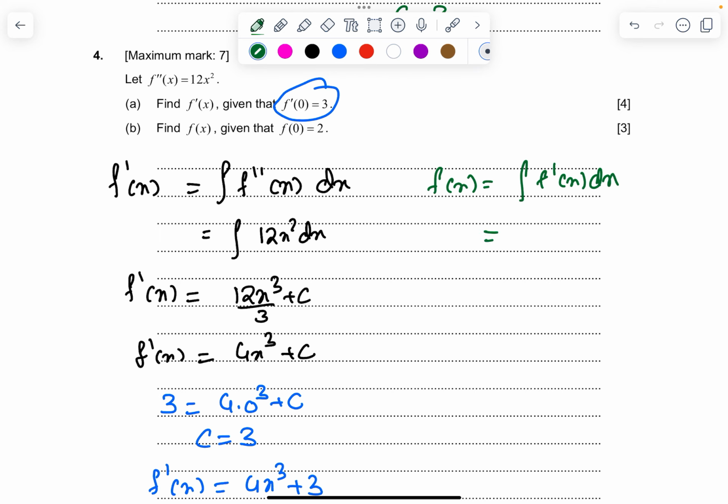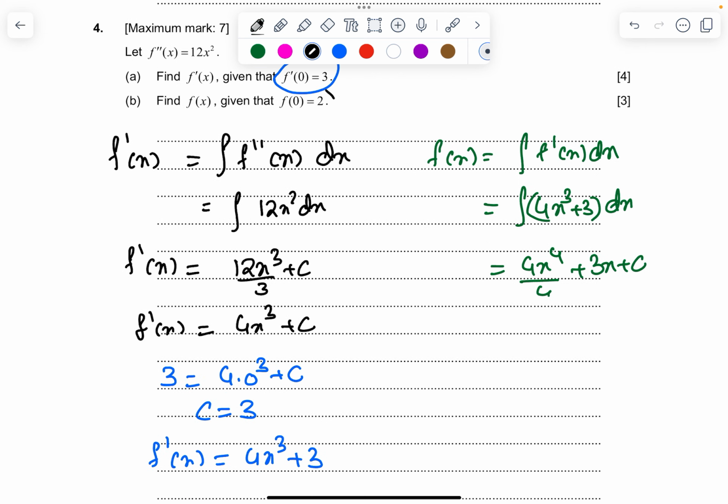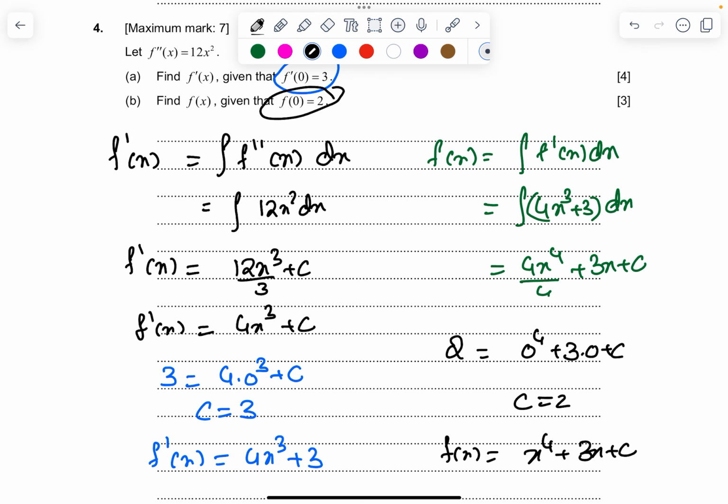Next, if I do the integral of f prime x, it's going to be nothing but f of x. So the integral of 4x cubed plus 3 dx becomes 4x to the power of 4 upon 4 plus 3x plus c. So now f of 0 equals 2. 2 equals 0 to the power of 4 plus 3 times 0 plus c. So c equals 2. So f of x will become x to the power of 4 plus 3x plus 2, because this 4 and 4 can be cancelled.